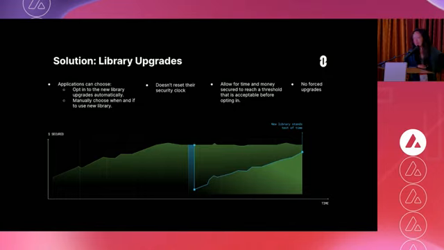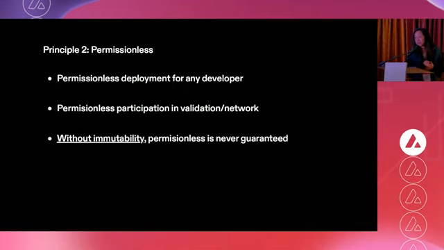What you see right here is that with library upgrades, it doesn't reset the security lock. These are still immutable contracts, and it allows for the time and money secured to reach a threshold that is acceptable before developers choose to opt in. No forced upgrades. At no point can our team rug your protocol. And that's the way that a cross-chain messaging protocol should be designed, in our opinion.